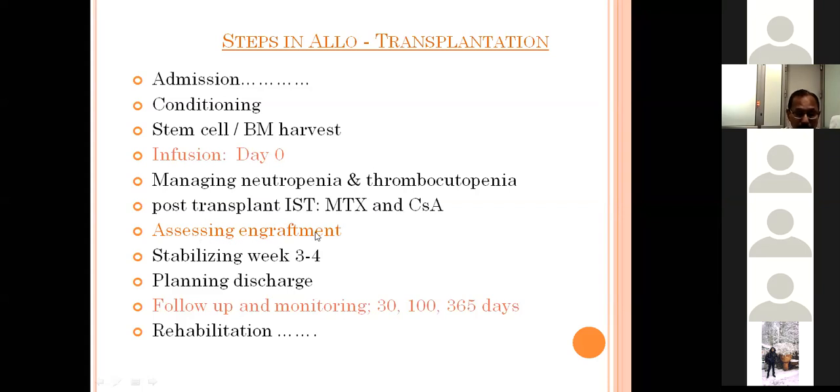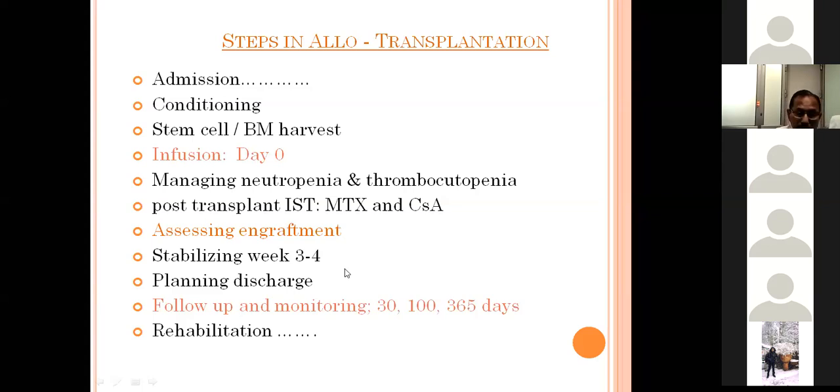So you start assessing the engraftment. Every day CBC is done, every day, to see engraftment is going on. Engraftment is assessed by increasing number of neutrophils and platelets. If they reach a certain level for consecutive 2 days, neutrophils and platelets, then you can say that our transplant is successful. Patient has been engrafted successfully.